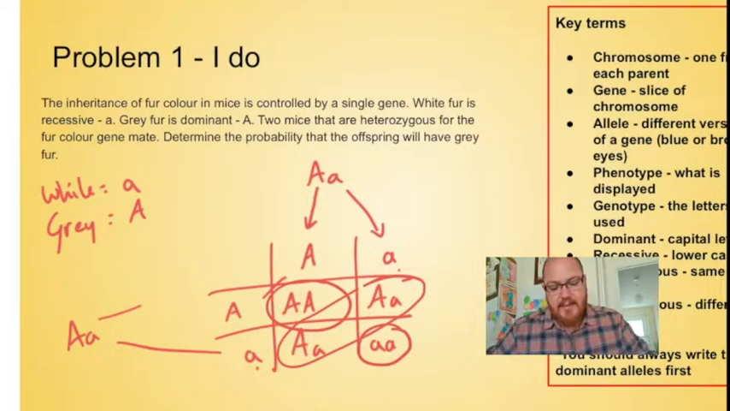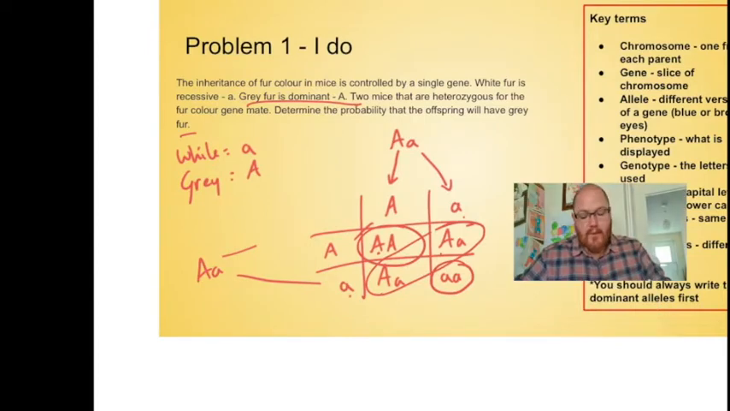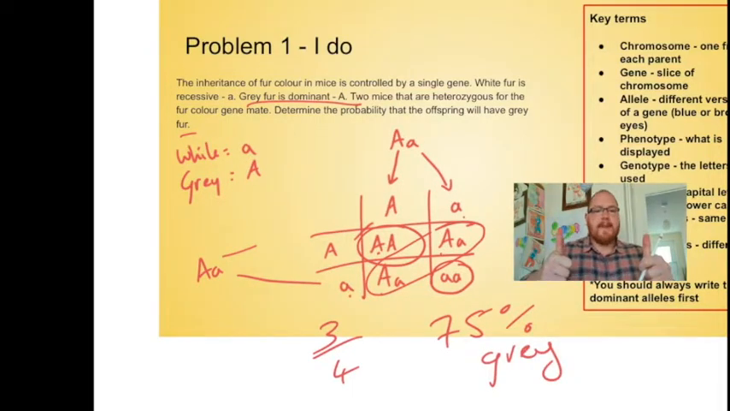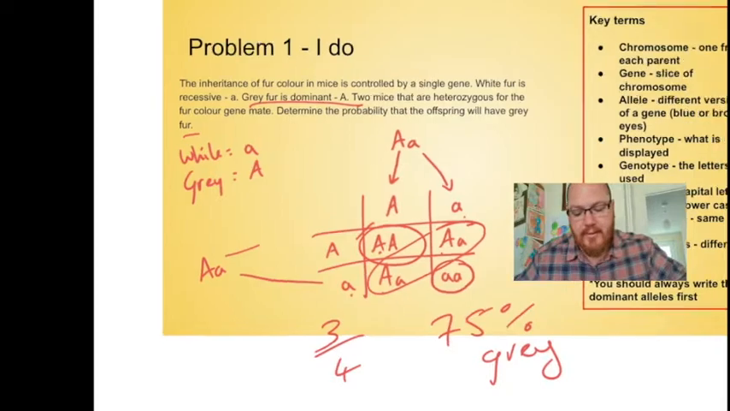What's the question asking me? Determine the probability the offspring will have grey fur. Well, grey is the dominant gene, so I'm looking for that capital A. I got 1, 2, 3 out of 4, so there's a 3/4 chance, so I can say 75% chance it's going to be grey. Yeah? Let's try another one.